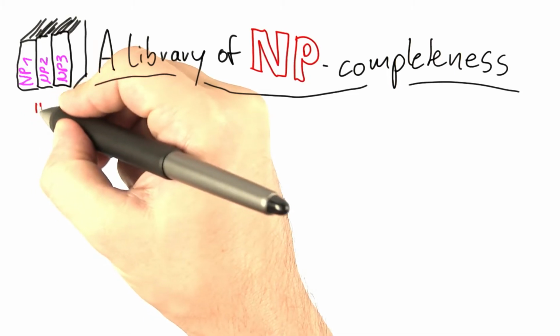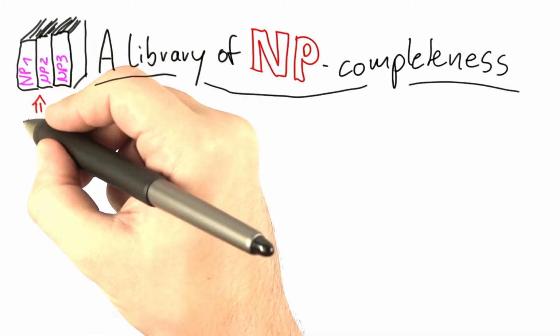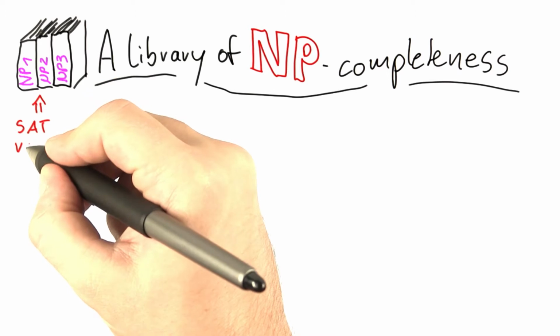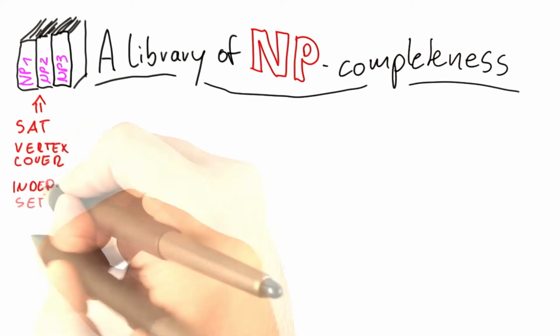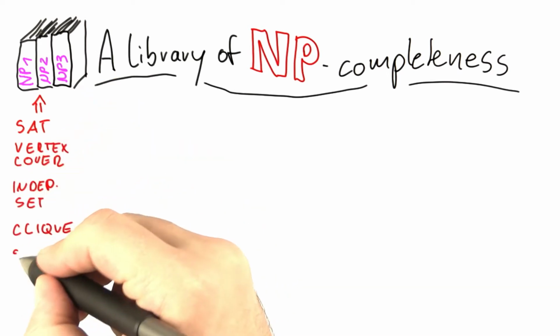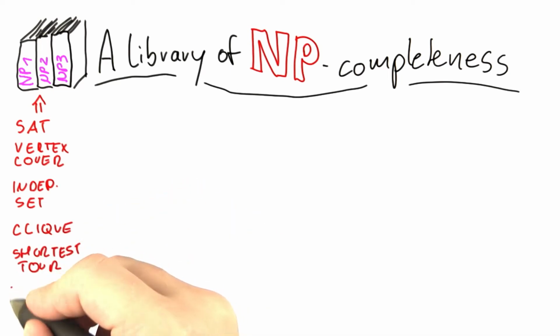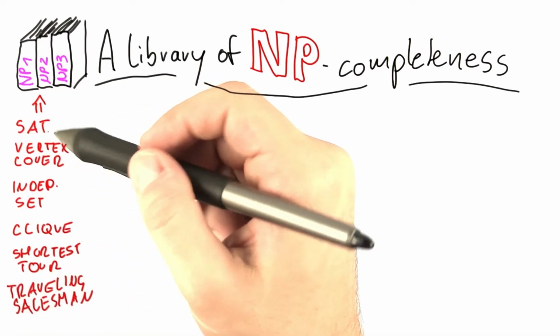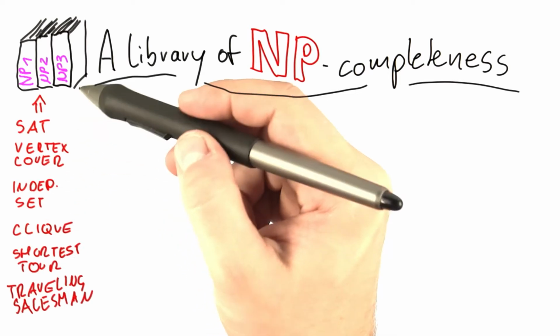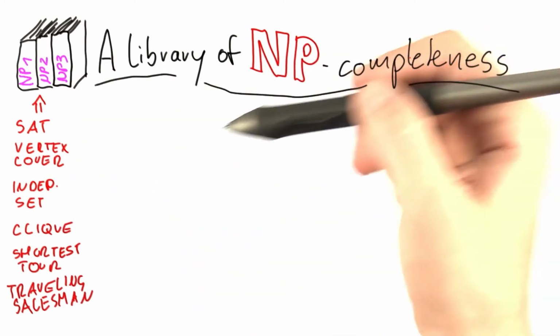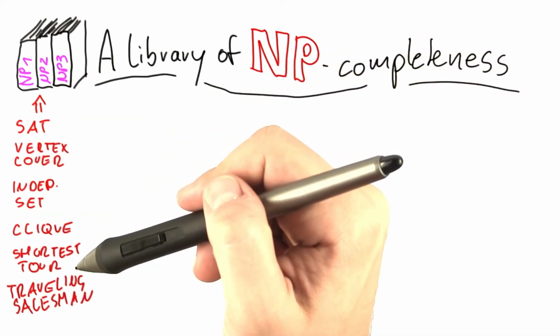So we already have a pretty good tool set for NP completeness. We have SAT, we have vertex cover, we have independent set, we have clique, and we have shortest tour, and I guess also traveling salesman. In some way it's amazing, isn't it, that all of those problems here are NP complete, which means in a way they're equally hard to solve, although they're all quite different.